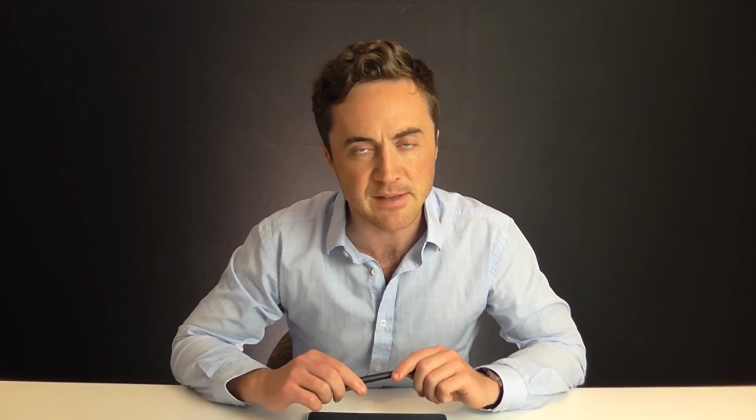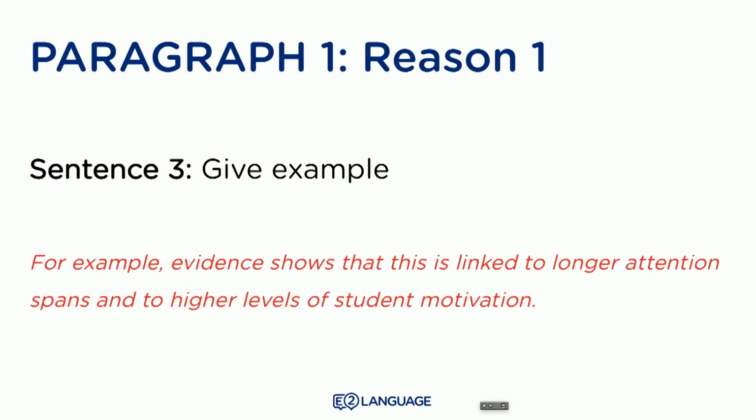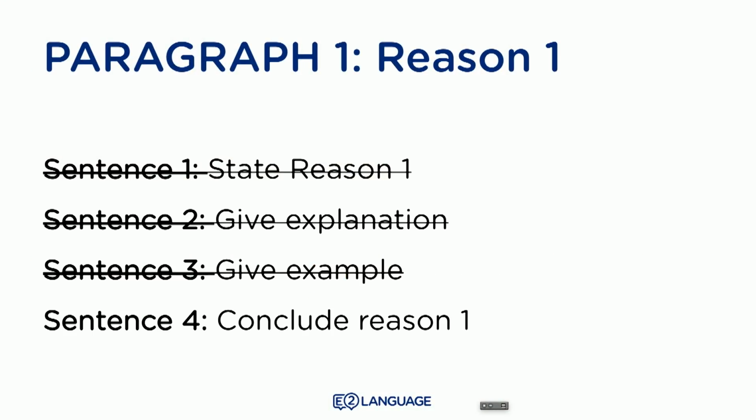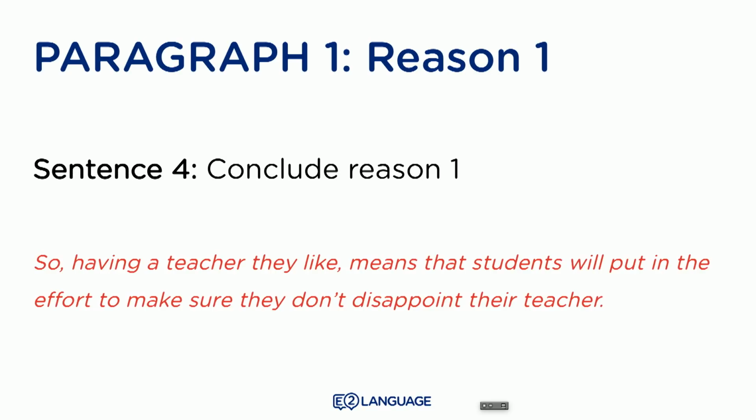Now, examples can include some statistics, you can just make it up. You can say, statistics reveal that 99% of students appreciate teachers more when they like them as people, something like that. Or you can say, according to a recent study from Harvard University, blah, blah, blah. Or, for example, evidence shows, whatever it is. You can just make up the evidence here. You don't need real evidence. That's fine. Okay, great. Now I just need to conclude. So, having a teacher they like means that students will put in the effort to make sure they don't disappoint their teacher.